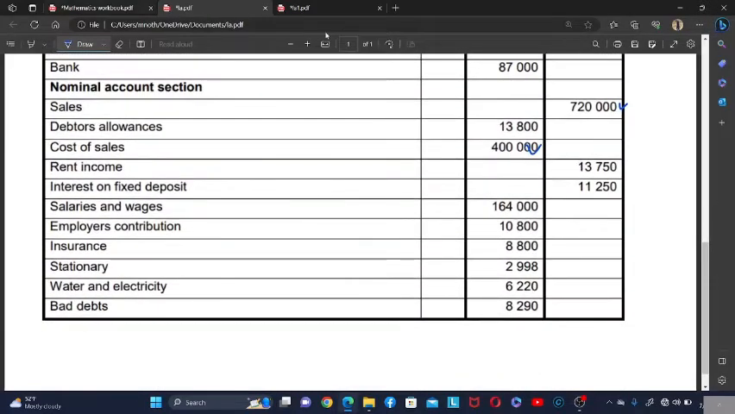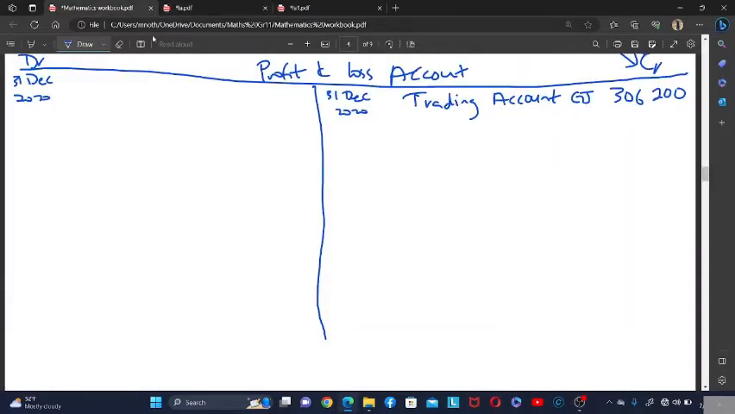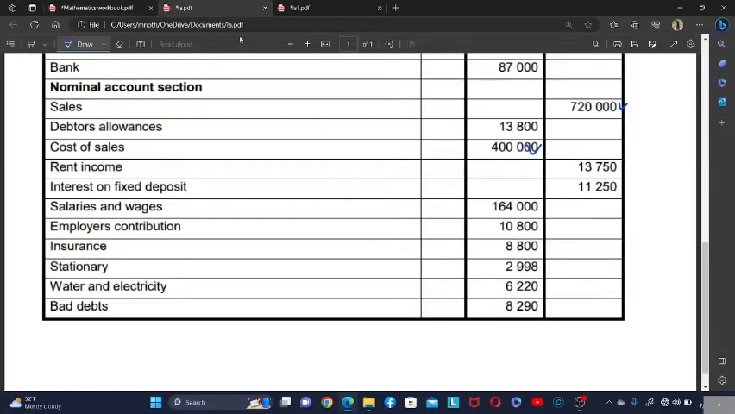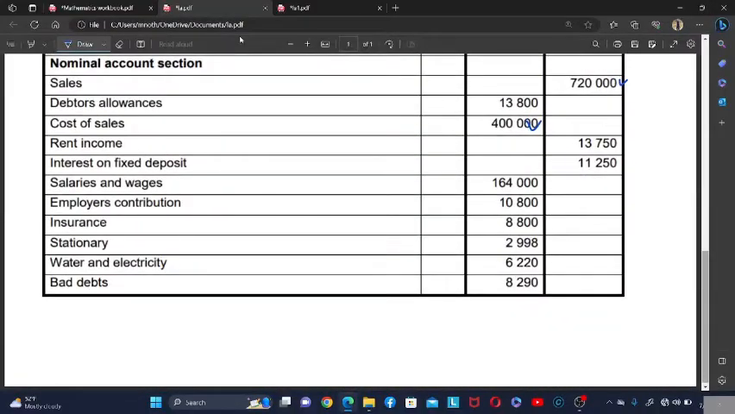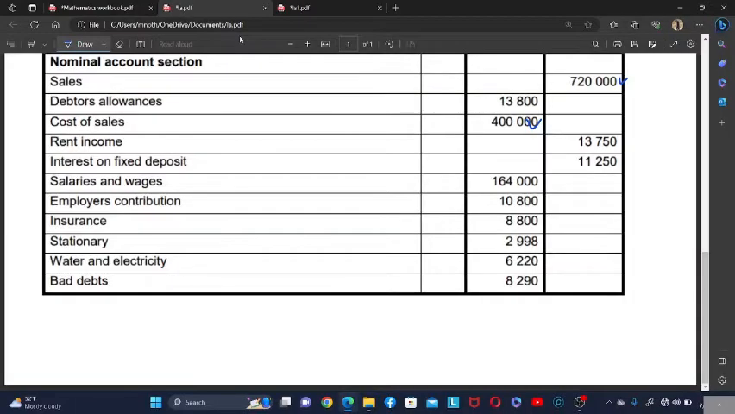If you have watched that video, you will understand that on the debit side, we record all the expenses of the business, and on the credit side, we record all the incomes of the business in the profit and loss account. The expenses and also the incomes are here in the nominal account section. But let's first go to the transactions.